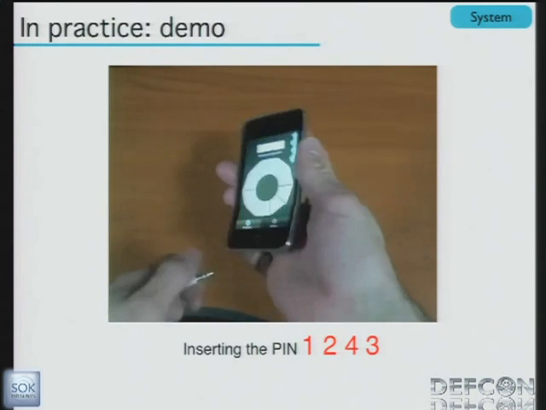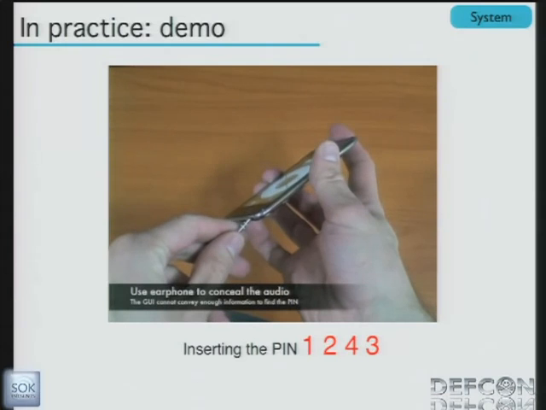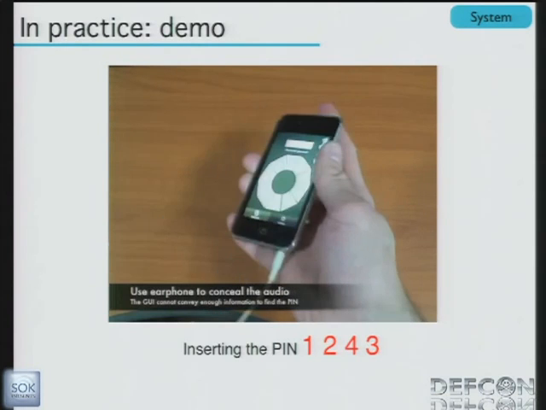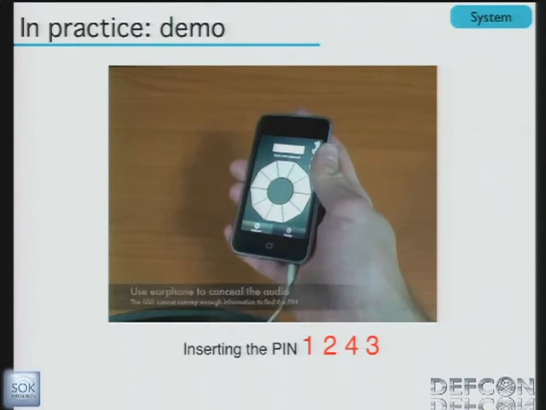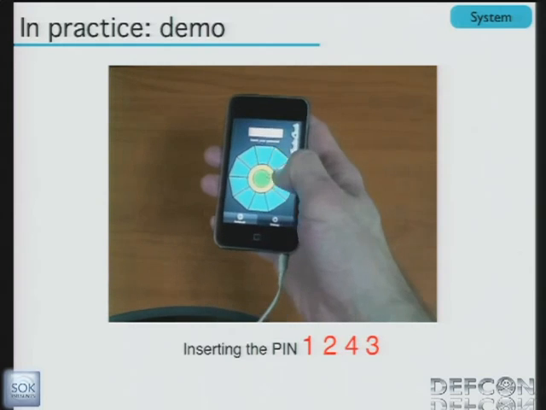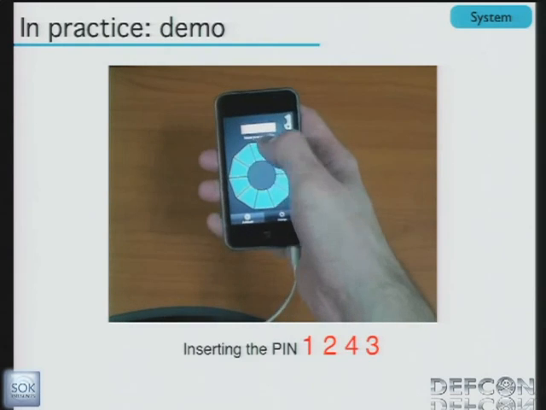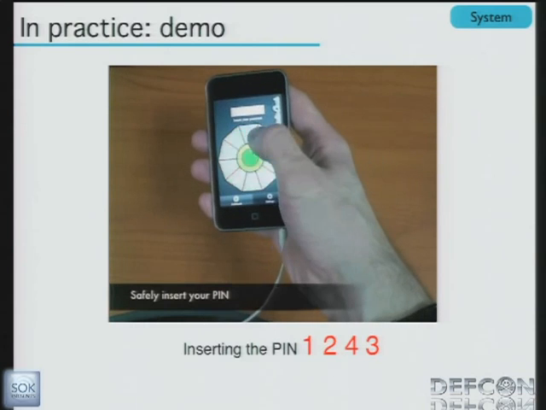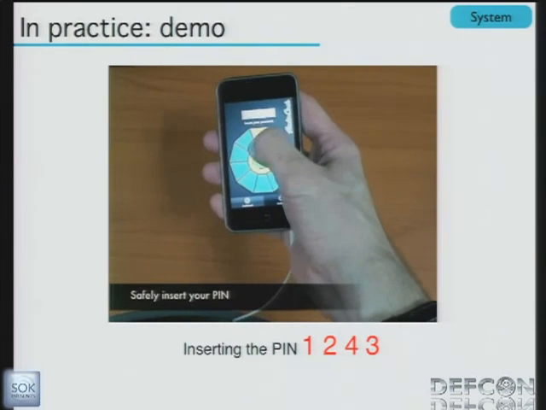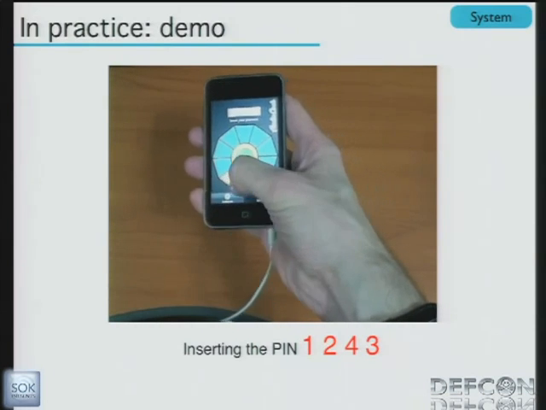7, 6, 2, 3. So you can't tell by looking at it what the digits are that are being entered, and if you use the headphones, only the user can see what is being entered. And with the vibrotactile method, if the environment is quiet enough, is not too quiet, then you can get away without using the headphones at all. So in a public space where there's some cover noise.